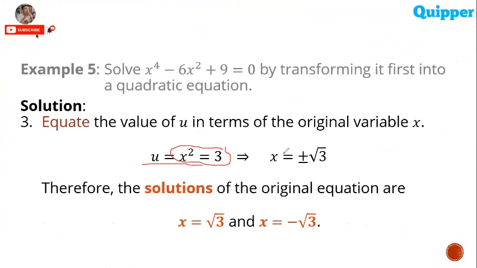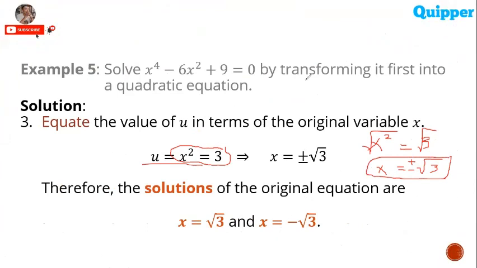Solve for the value of x. Take the square root of x squared and 3. Square root of x squared is x, while square root of 3, considering that the value is greater than 0, can be a positive and a negative square root of 3. Now our values of x are positive square root of 3 and negative square root of 3.